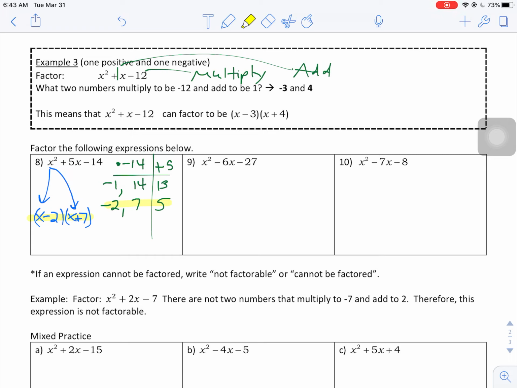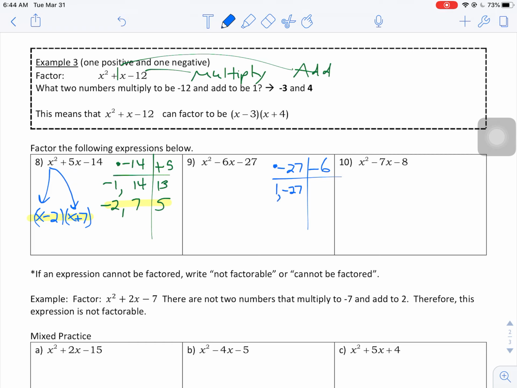On number 9, we are trying to multiply to negative 27. And then we're trying to add to negative 6. So start with 1. 27 divided by 1 is 27. Now on this one, I still need one positive and one negative number, because that's the only way I can multiply to a negative 27. But this time I have to add up to a negative 6. So in order to add up to a negative number, my bigger number is going to have to be negative. So in all my guesses, I'm going to make the bigger number negative.